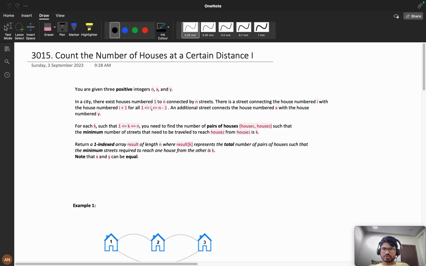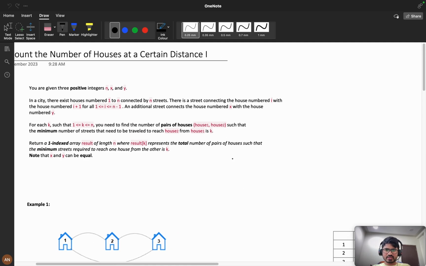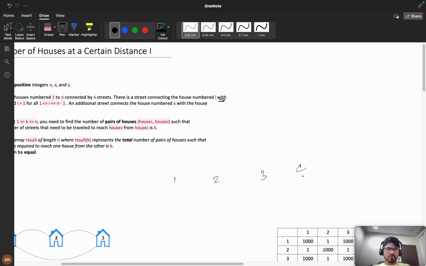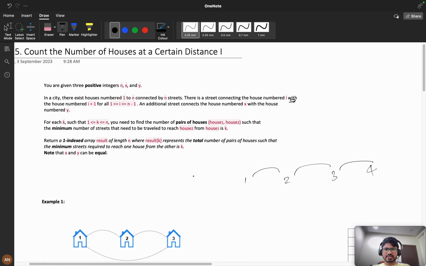You are given three positive integers n, x and y. In a city, there exist houses numbered 1 to n connected by n streets. There is a street connecting the house numbered i with the house numbered i plus 1. So if you have 1, 2, 3 and 4 as my houses, 1 and 2 are connected, 2 and 3 are connected, 3 and 4 are connected.